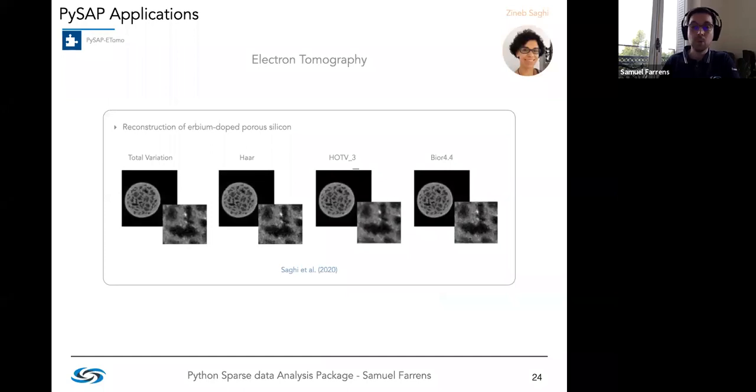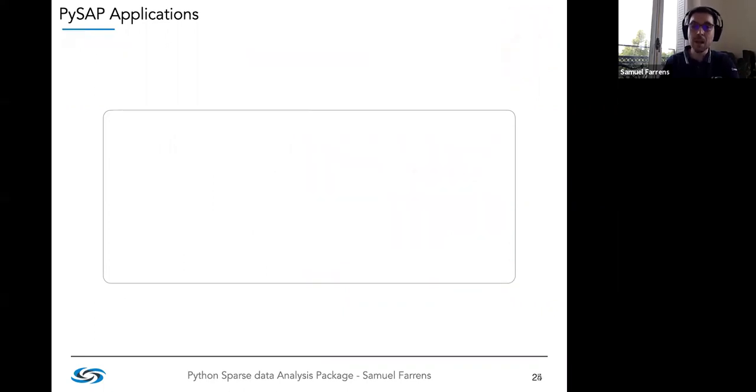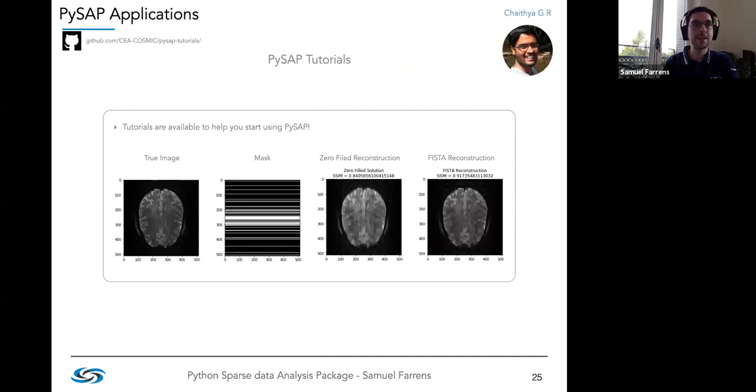Okay, so finally, as I mentioned, there's also a team led by Zineb Saghi, who is looking at other things like electron tomography, and I think there are some results that she's obtained with PySAP for erbium-doped porous silicon, which I'm sure she would be able to explain a lot better than I. And then the last point I wanted to highlight of what is available from PySAP is a series of tutorials that have been developed by the NeuroSpin team, particularly for the PySAP MRI plugin, demonstrating how to build different types of solutions to different types of image reconstruction problems in this domain.